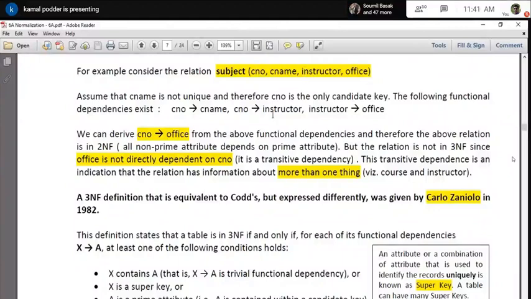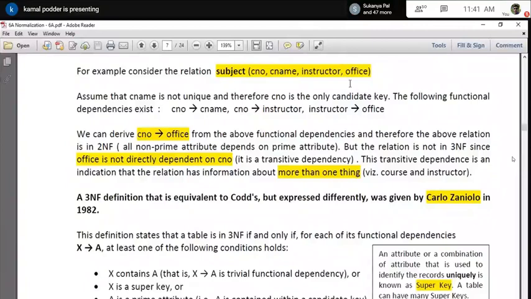So these three dependencies exist in that particular table. And if you just see it first, it is in first normal form, because there is no non-repetitive column. And also we are achieving this thing, that the non-prime column depends on the prime column.